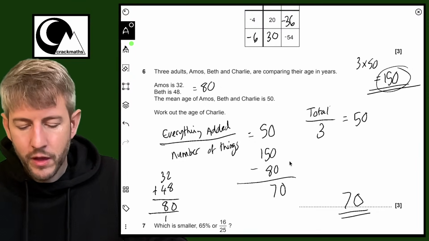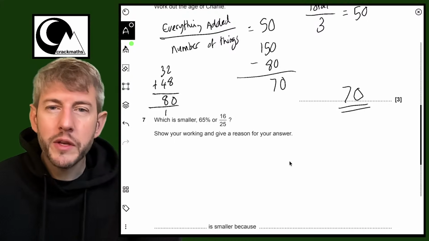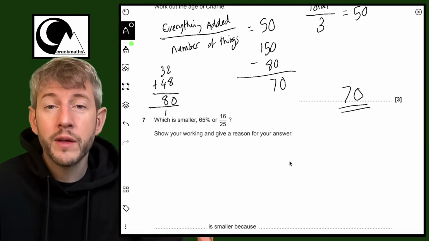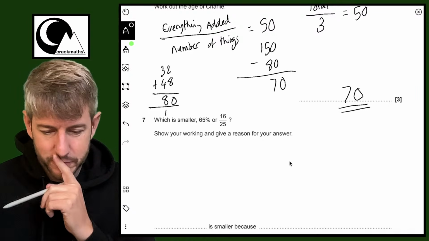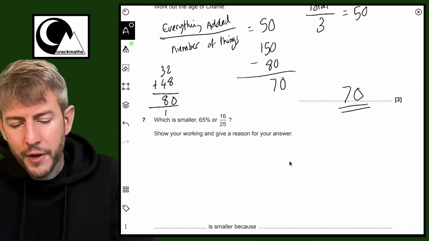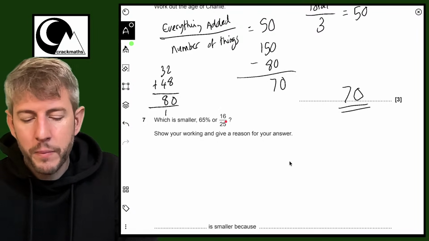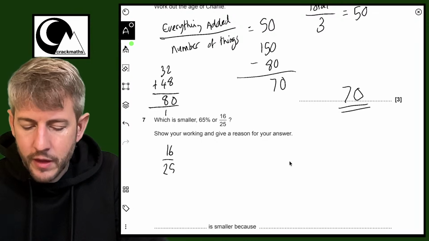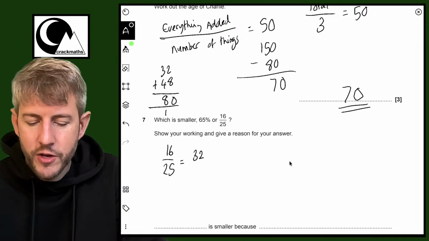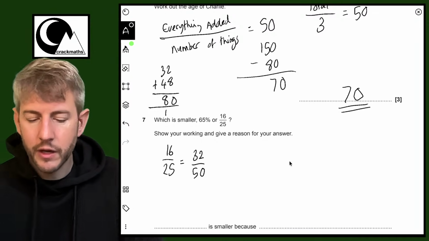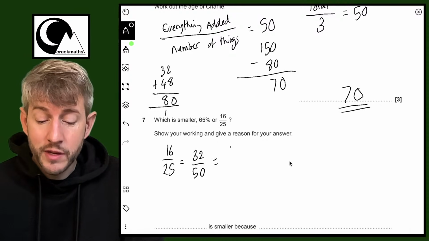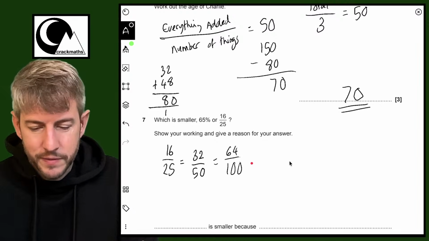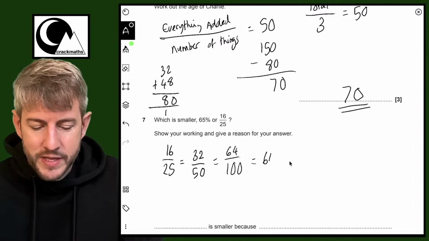Right. Question 7. Which is smaller, 65% or 16 out of 25? Right, well, what I'm going to do is play with this 16 over 25. So 16 over 25 is equal to 32 over 50, okay, which is then equal to 64 out of 100. Okay, 64 out of 100, this means 64%.